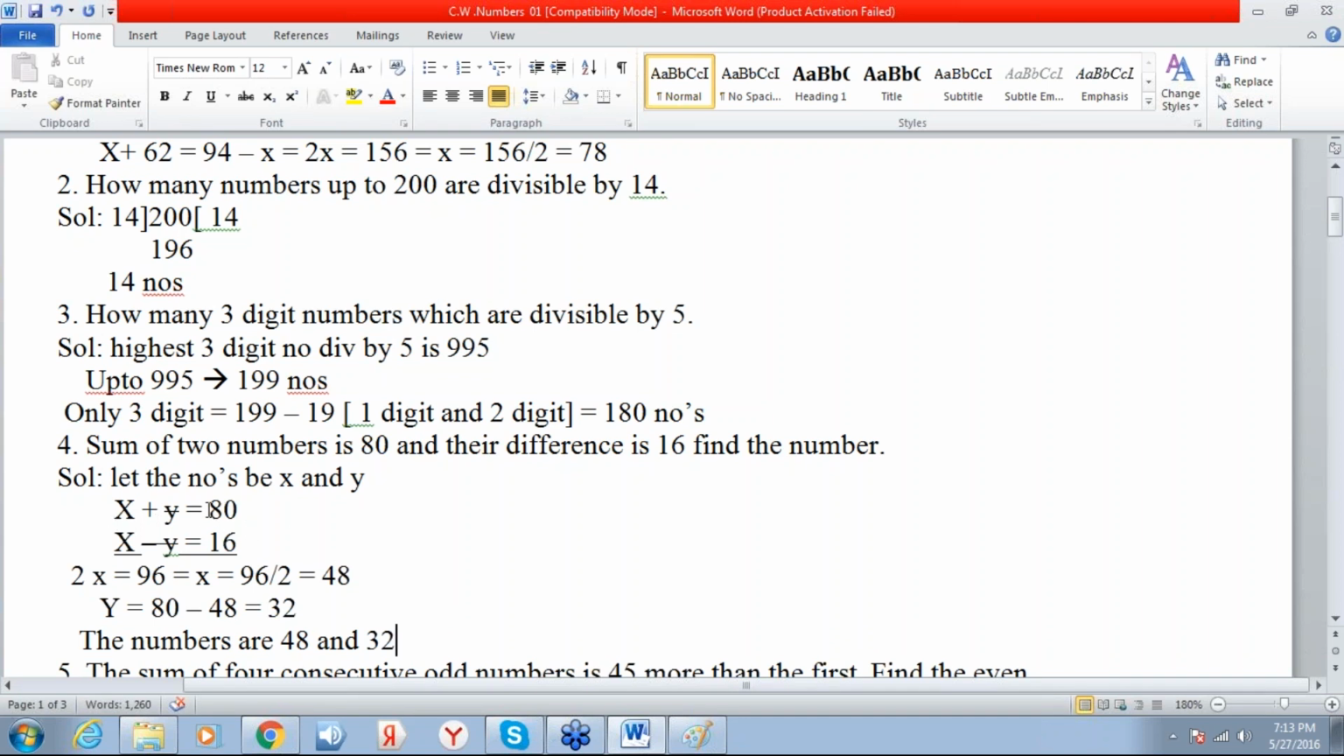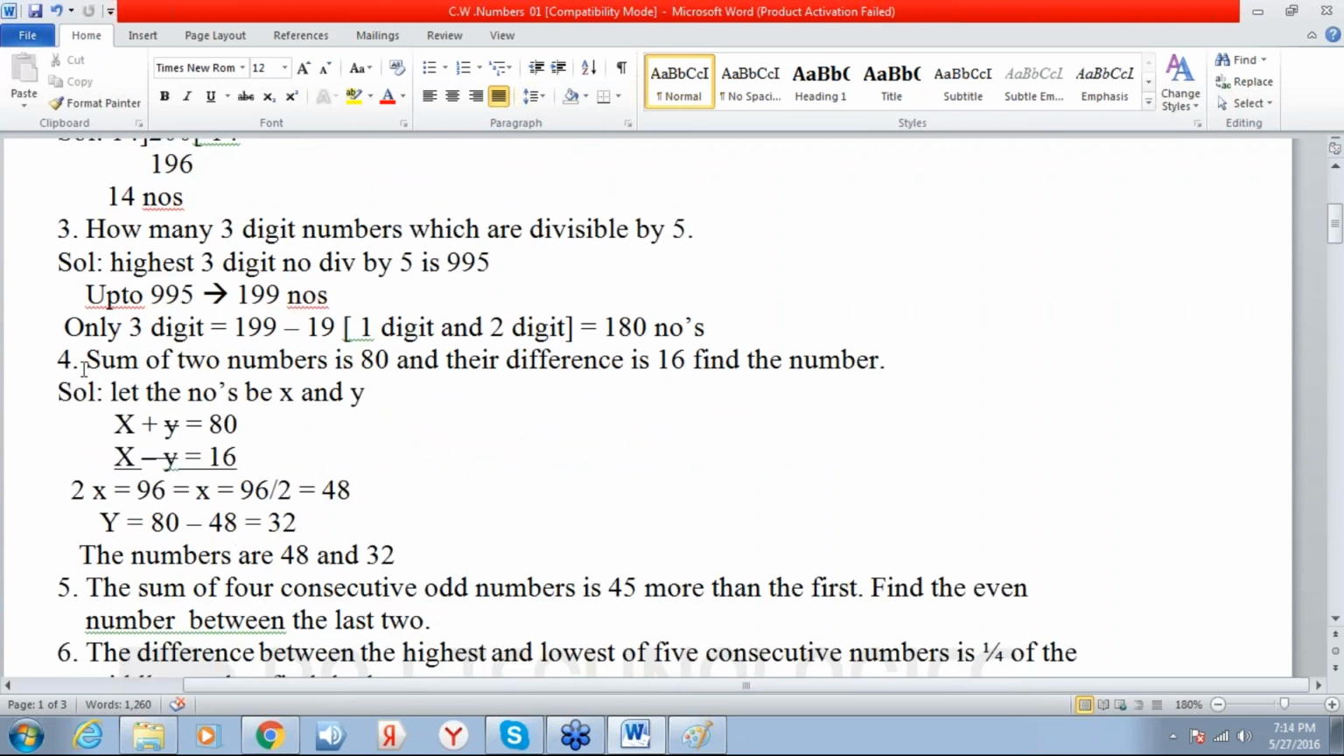Or you can find the value like this. To find the highest value, you can take the sum of the numbers. 80 plus 16 is 96, 96 divided by 2. And to find the smaller value, 80 minus 16, divided by 2. 80 minus 16 is 64. 64 divided by 2 is 32.